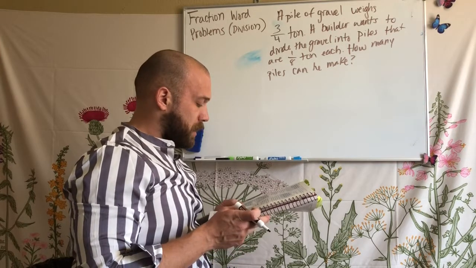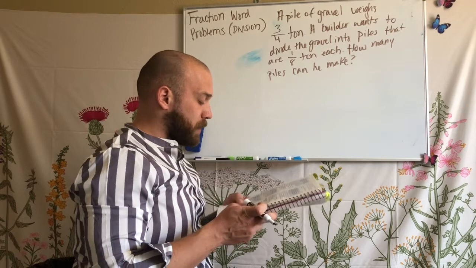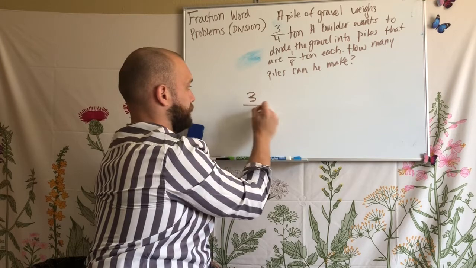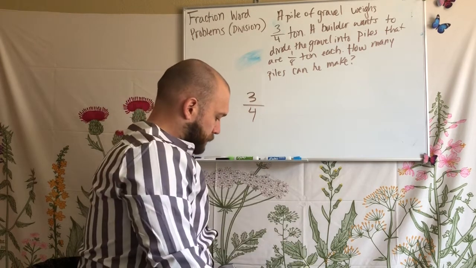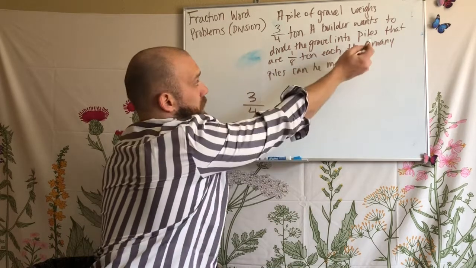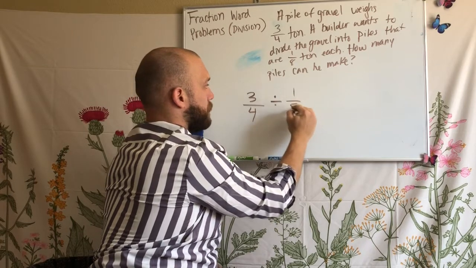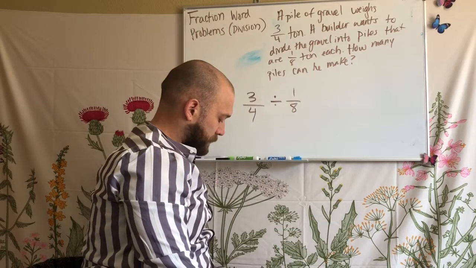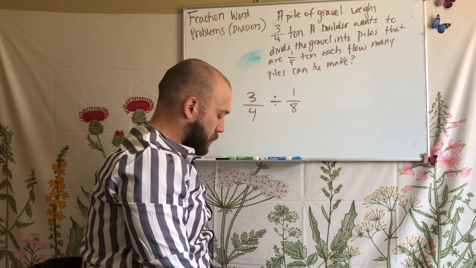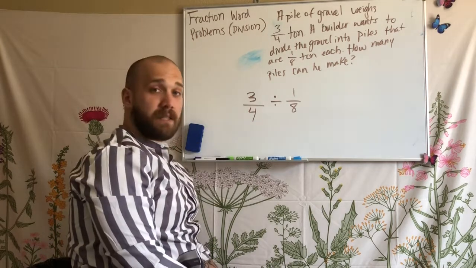So, one of our questions is how much gravel does the builder start with? Well, starting with 3/4 ton. And then, what are we dividing by? Well, what's it tell us? How many in each pile? 1/8. So 3/4 divided by 1/8. Work the problem and figure out how many piles he'll be able to make. Remember, you need to simplify this. So, pause the video now.